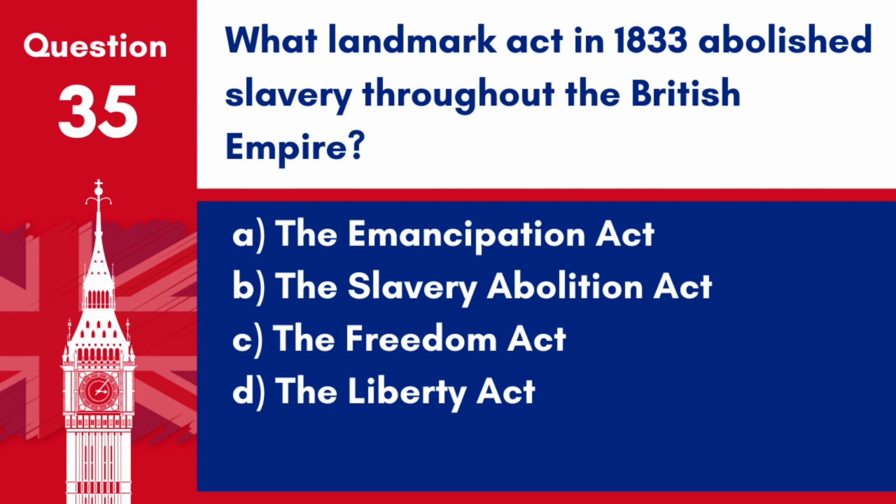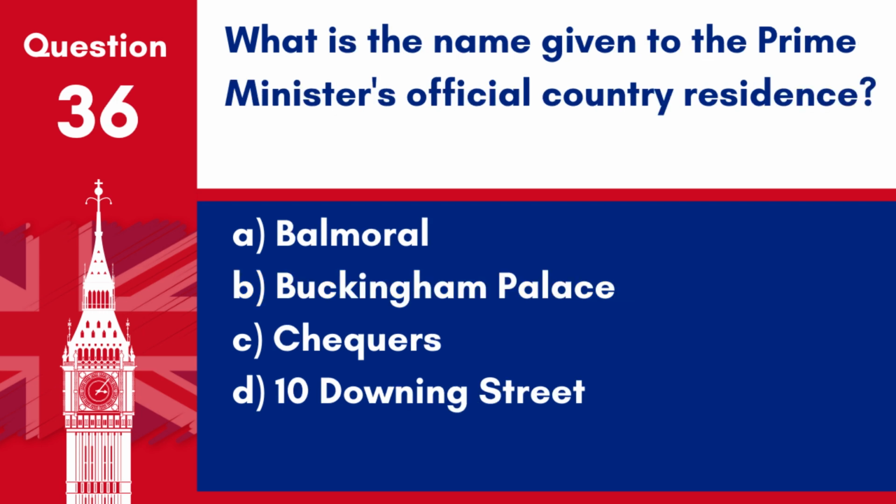Answer B. The Slavery Abolition Act. The Slavery Abolition Act of 1833 abolished slavery throughout the British Empire. Question 36. What is the name given to the Prime Minister's official country residence?